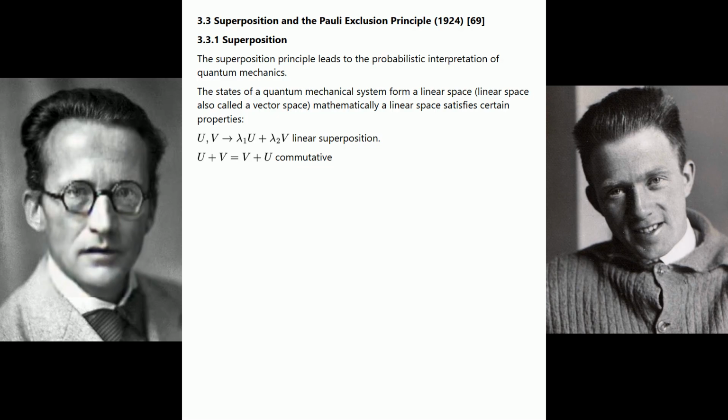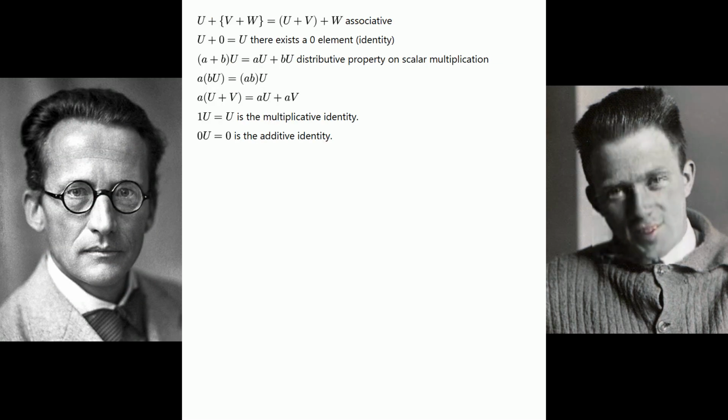u, v goes to lambda sub 1 u plus lambda sub 2 v, linear superposition. u plus v equals v plus u, commutative. u plus (v plus w) equals (u plus v) plus w, associative. u plus 0 equals u. There exists a zero element, identity.